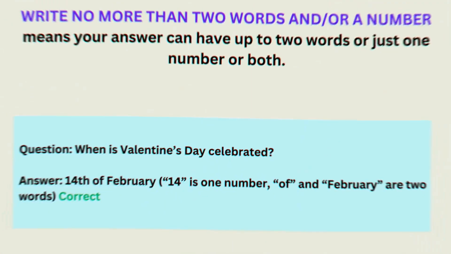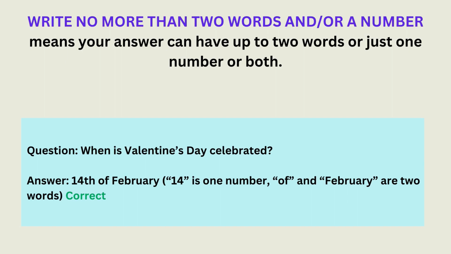Coming on to the last instruction, which is write no more than two words and or a number. Again, this is a tricky instruction as it consists of a combination of number and word. This instruction means that your answer can have up to two words or just one number or both. For example, if the question is when is Valentine's Day celebrated and you have written 14th of February, this will be considered as correct because 14th will be one number which is allowed and of February will be two words which are also allowed.